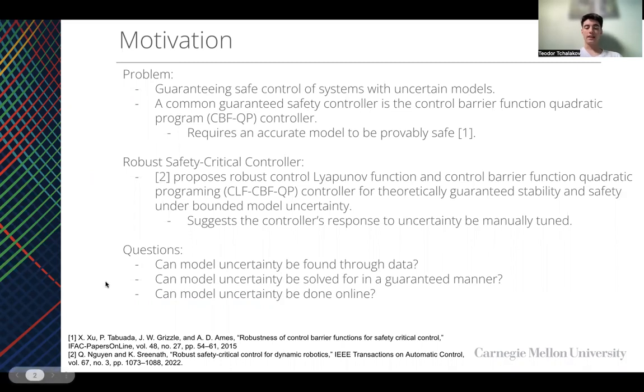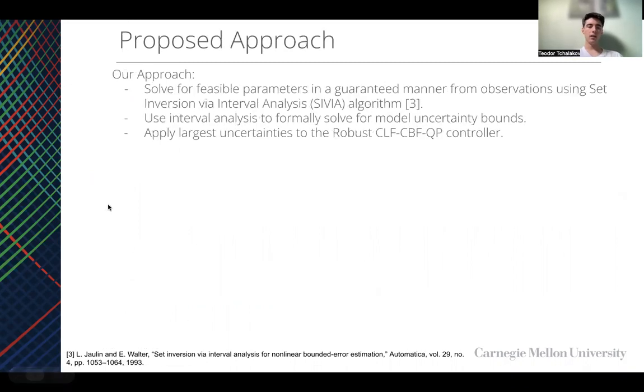So our question is, can model uncertainty be found through data, and can it be solved for in a guaranteed manner and done online? Our proposed approach is to solve for the feasible parameters in a guaranteed manner from observations using set inversion via interval analysis, and then to use interval analysis to formally solve for model uncertainty bounds and apply the largest uncertainties to the robust CLF-CBF-QP controller.